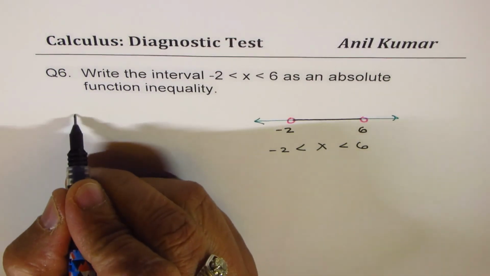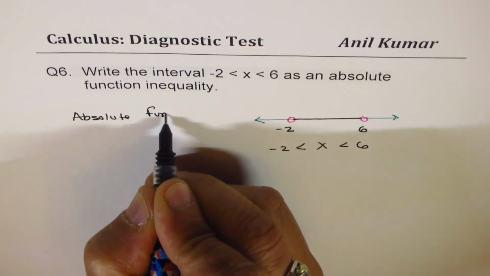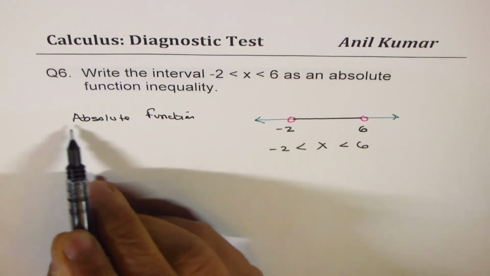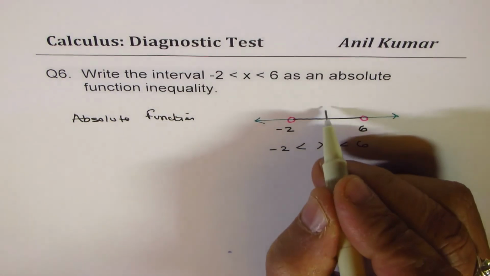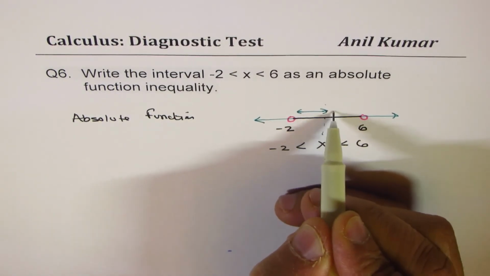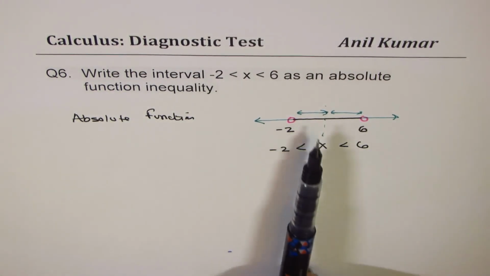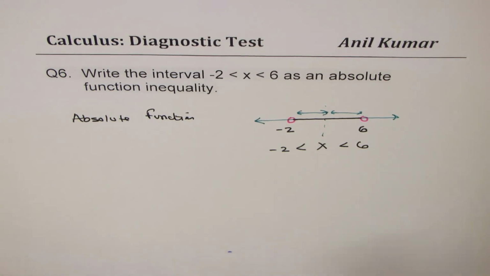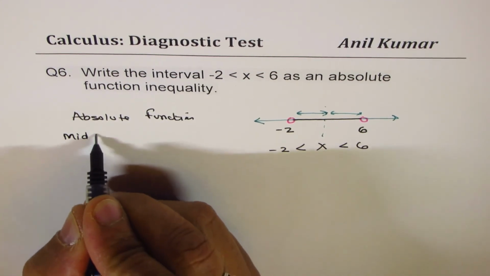Now let's try to understand absolute functions. When we say absolute function, we are interested in finding the mid value, and from there it should be the same distance away. So this is the basic concept. That really helps us to get the answer. I think you understood the trick involved, right? So what we'll do here is find the midpoint. So the first step is to find the midpoint.